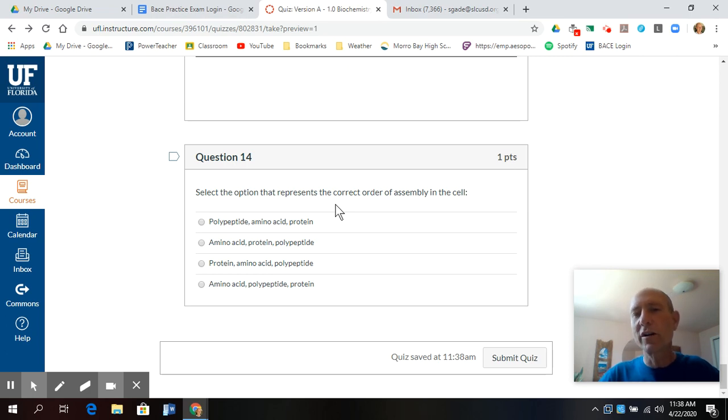Which order is whatever they're talking about getting assembled, first, second, third, whatever. So we got polypeptide, amino acid, protein. We know polypeptides are made of amino acids, so that's crap. Amino acid, protein, polypeptide. We know that proteins are made of polypeptides, so that's crap. Protein, crap. Amino acid sounds good. Polypeptide sounds good because polypeptides are made of amino acids, and then protein looks good because proteins are made from polypeptides. Boom, like that.